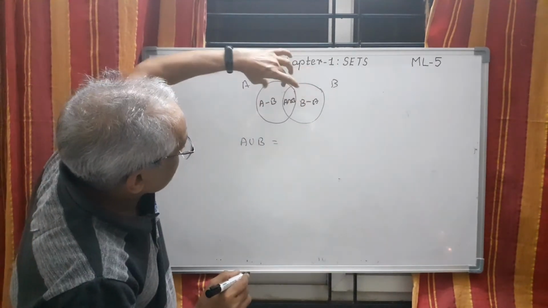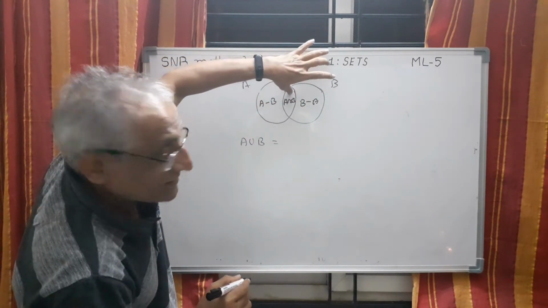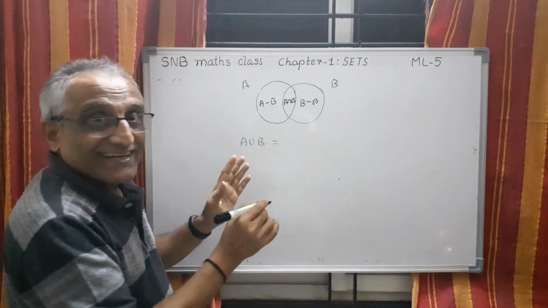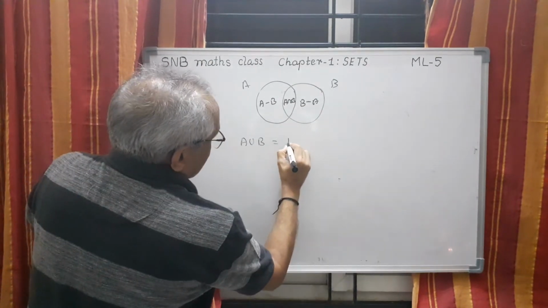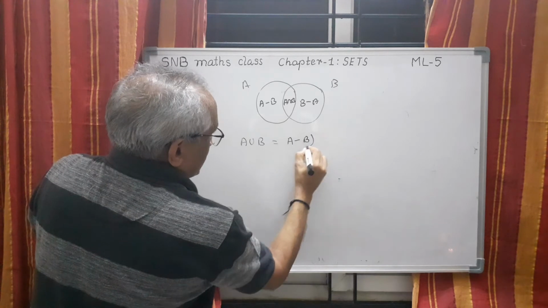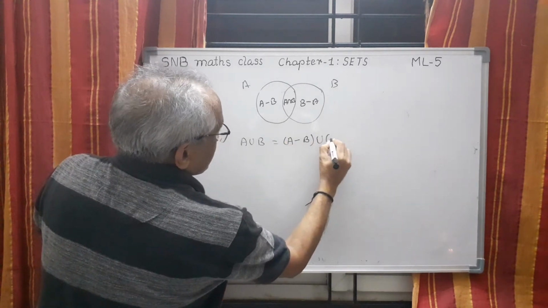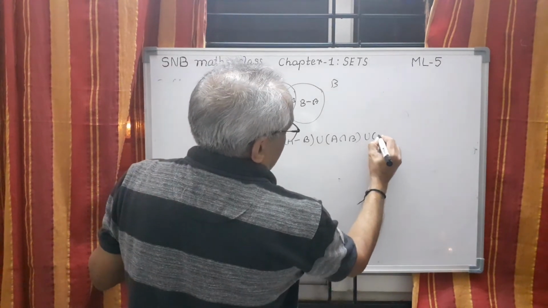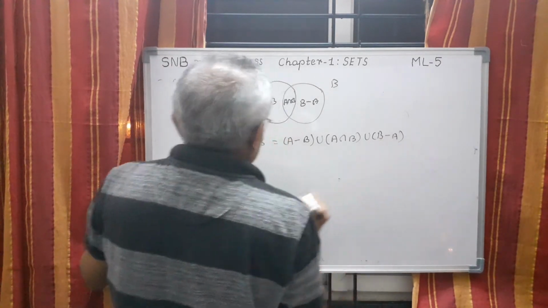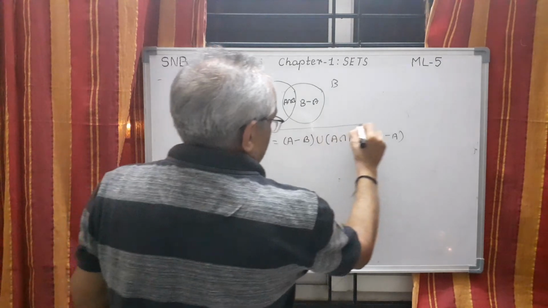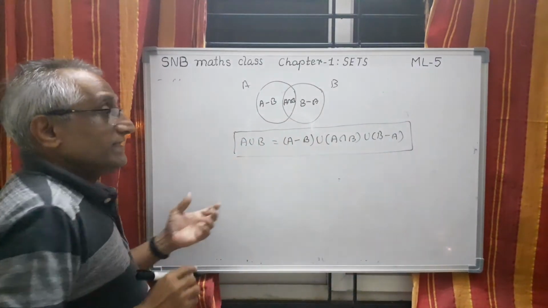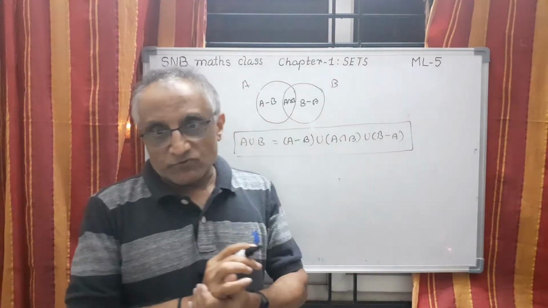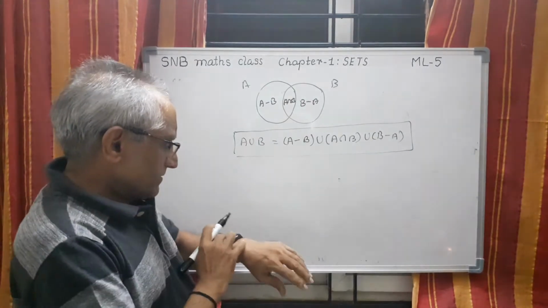Take these regions together. So A union B is A minus B, union A intersection B, union B minus A. This is a very important result, which we take in some of the future proofs. So we can remember these things.